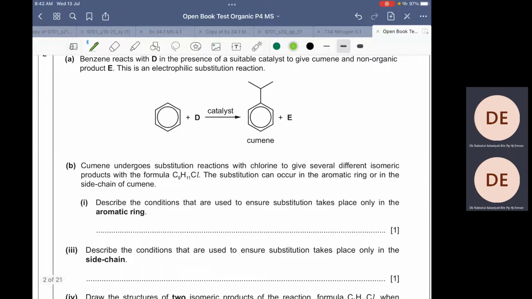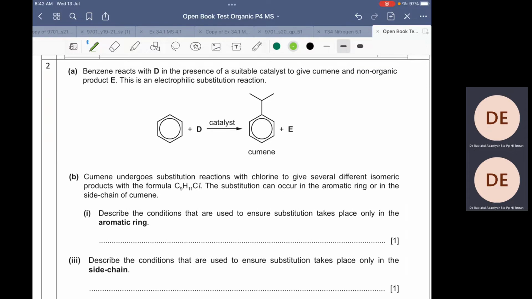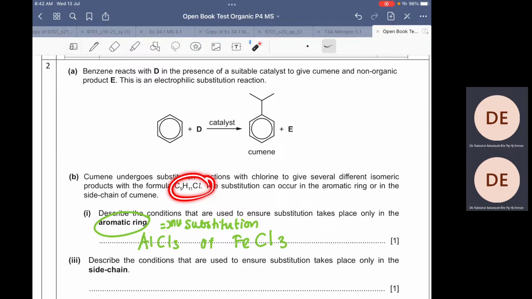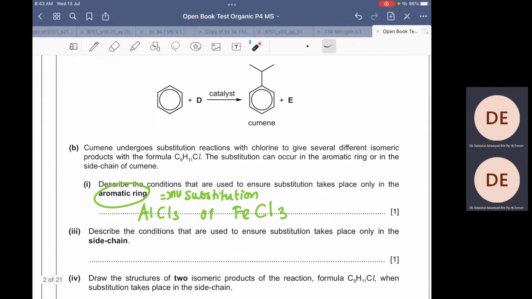Since we're running out of time, we'll just go straight to the answers. B, part 1, describe the conditions that are used to ensure substitution takes place only in the aromatic ring. In the aromatic ring, we're looking at substitution. So you need a catalyst, which would be AlCl3 or FeCl3. Why do we use only the chlorine halogen carrier or the catalyst? Because you are adding chlorine to the molecule. You substitute one of the hydrogens in the molecule with chlorine.